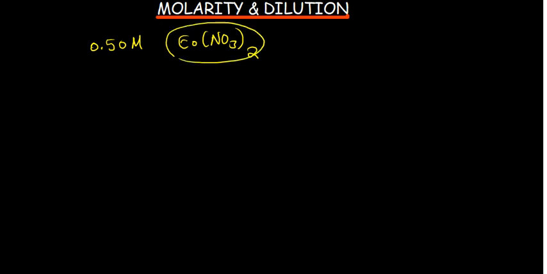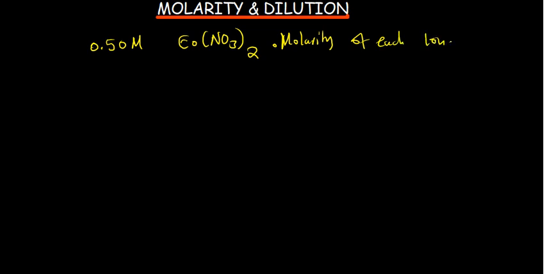Now, let's say we've been given 0.50 molar for cobalt nitrate. Now, in this question, we want to find the concentration of each ion in cobalt nitrate. What will be the concentration of each ion? So to be able to find the molarity for each ion, we are going to take the cobalt nitrate and see how it's going to decompose.